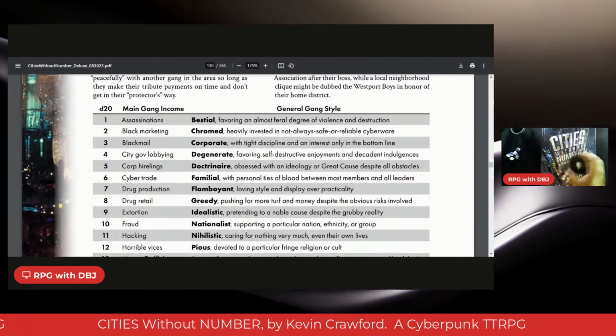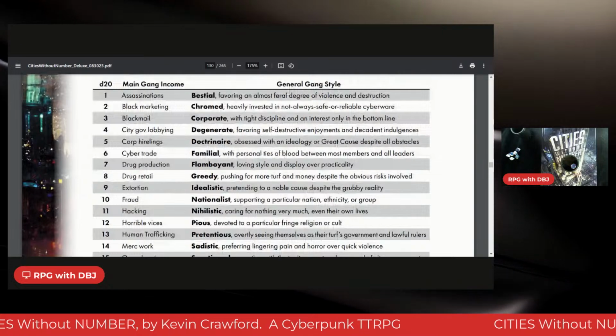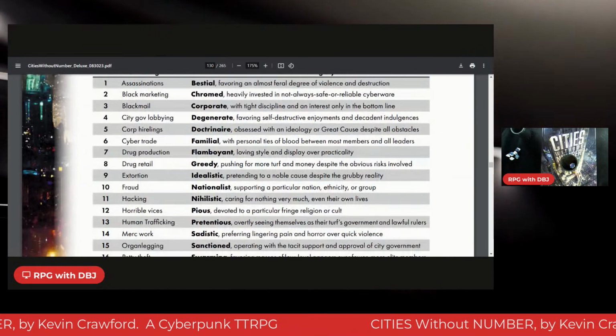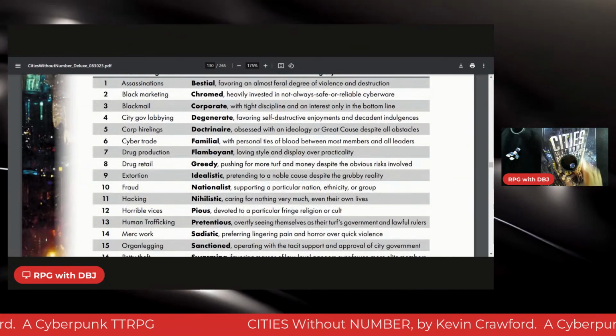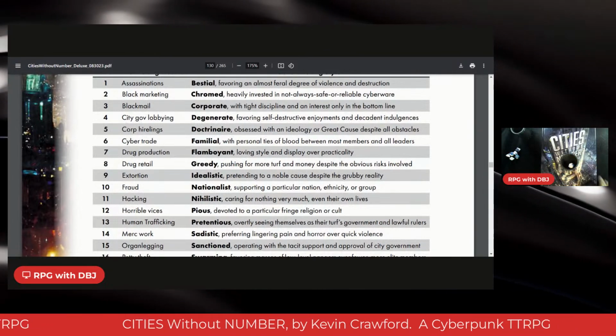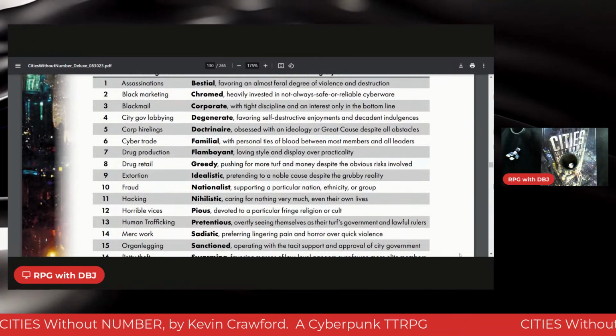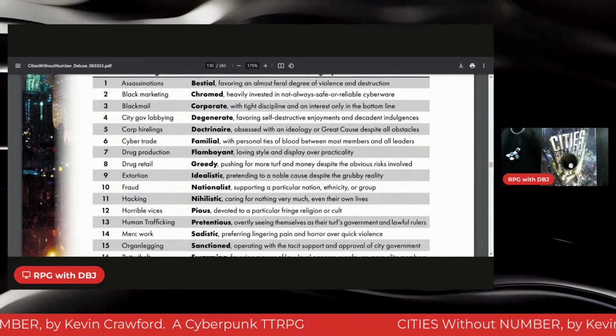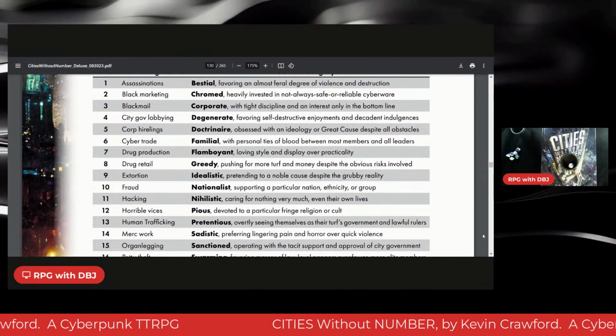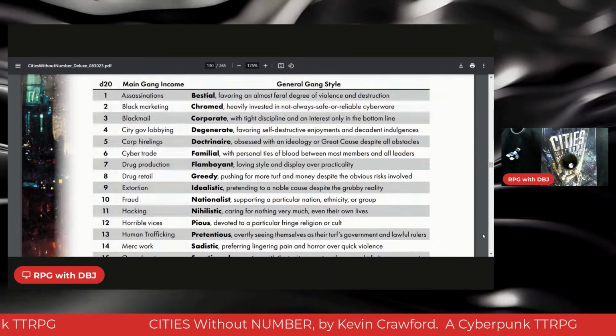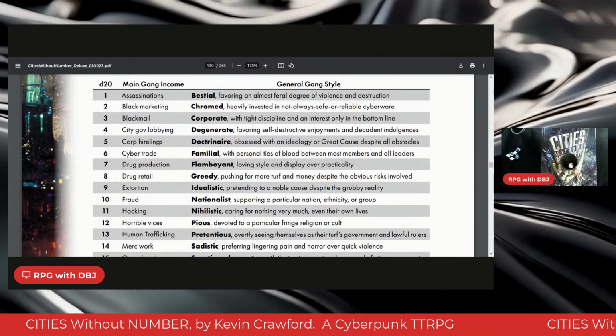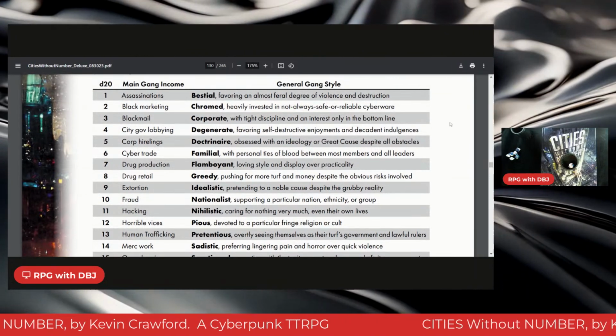Let's see, random gang 15. They're into organ legging. That's kind of cool. And what is their style? 14. Sadistic, preferring lingering pain and horror over quick violence. General gang, main gang income and general gang style.